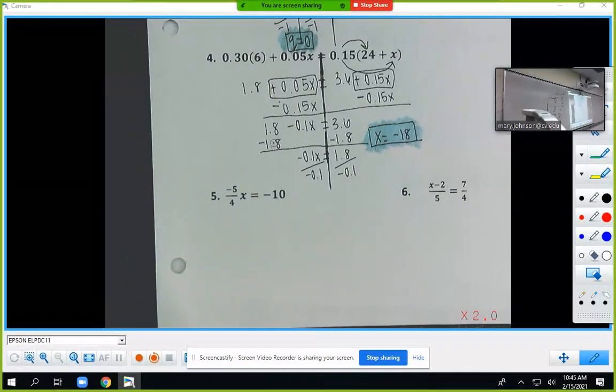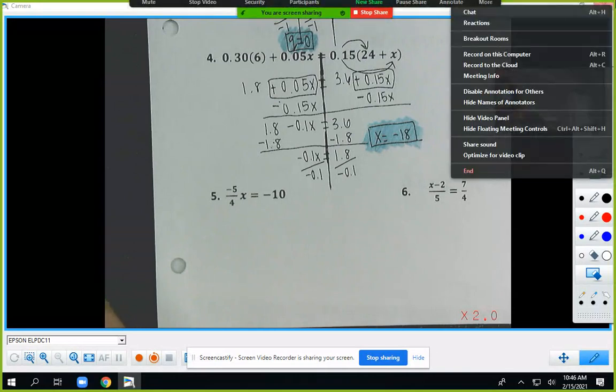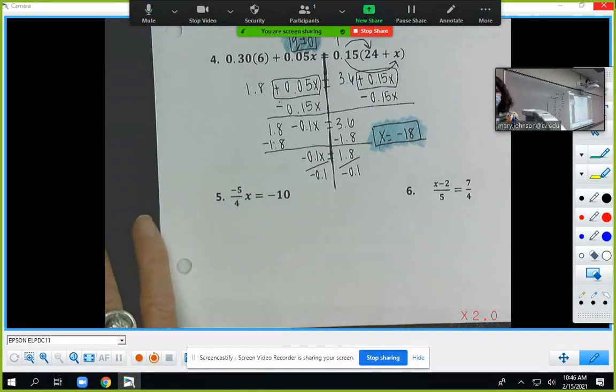Okay? All right. Now, we've already dealt with some problems with fractions in them. So let's go ahead and go back to that and look at those.